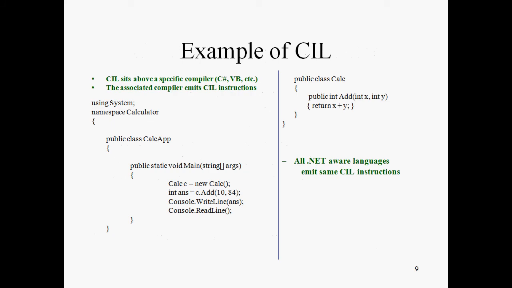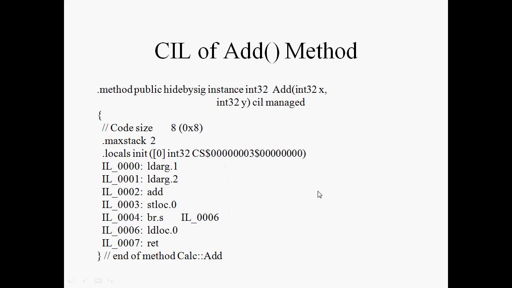So for example, if you take CIL, common intermediate language. Consider a program created as a calculator application. You can see the C# code written for the calculator application, with one add method functionality. When you compile this code using a .NET aware compiler, it generates an intermediate code. For example, this is the snapshot of the add method in common intermediate language.